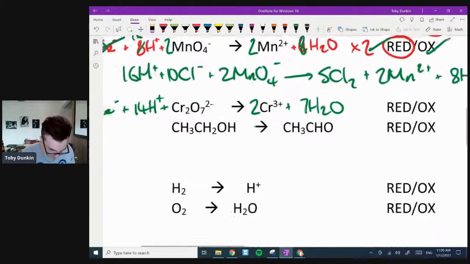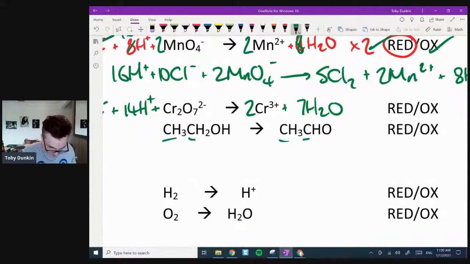Next. Oh, this is horrible. 2 carbons, 2 carbons. That's my metal. Water for oxygen. 1 oxygen, 1 oxygen. That's okay. Acid. 6 hydrogens, 4, so 2 H+ there, and 2 electrons, and I'm done.